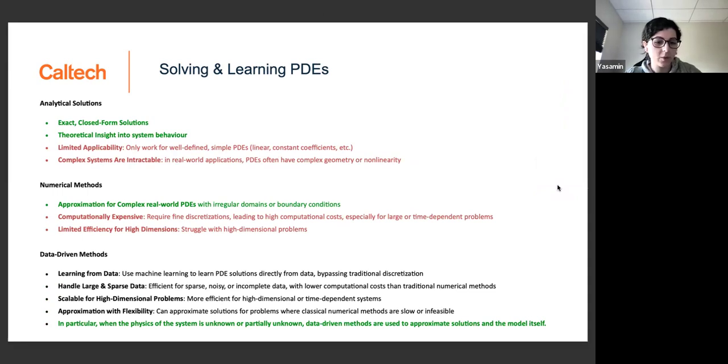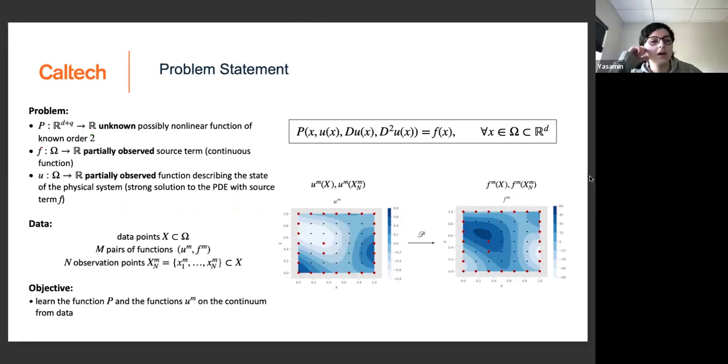And in particular, what I'm going to focus on today is the cases where the physics of the system is unknown or partially unknown, for which data-driven methods are used to approximate solutions and the model itself. And that's going to be the main focus of my talk. So I'm going to start by giving you an idea of what the problem looks like that we're trying to solve in this work.